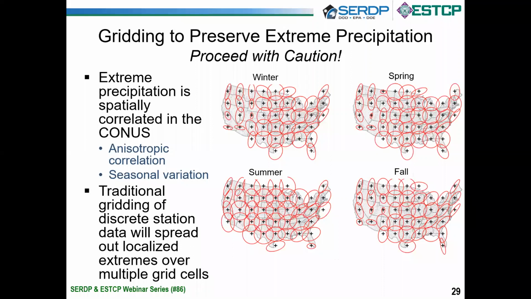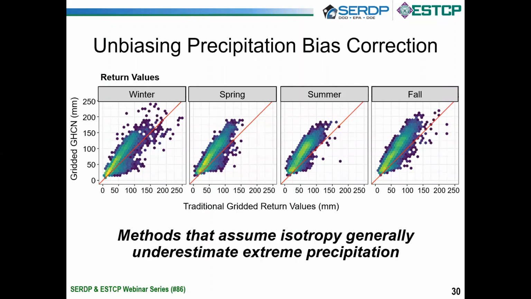These plots here show essentially the spatial correlation as a function of season for extreme precipitation. If we do traditional gridding, this will spread out these extremes isotropically, as opposed to how they should be spread out anisotropically. And if we assume isotropy in the way that we do gridding, we will tend to underestimate extreme precipitation, even in the historical record. These scatter plots show the extent of the underestimation of precipitation extremes at the 20-year return value when we do traditional gridding on the x-axis versus when we do gridding where we take into account the fact that there is a spatial anisotropy.